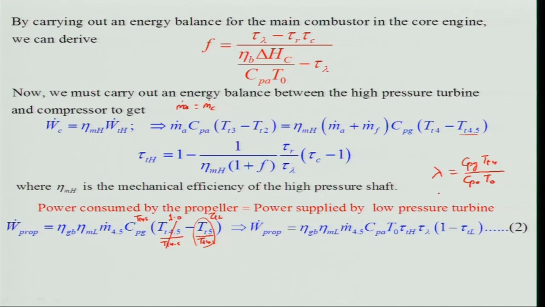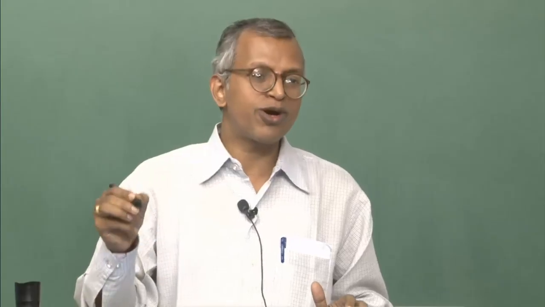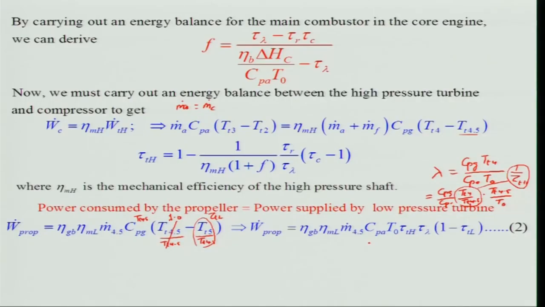And in place of TT4, let me do a little bit and then leave it: TT4 by TT4.5, TT4.5 divided by T0, and what is this one? This is nothing but your tau_TH. Is it tau_TH or 1 over tau_TH? That is 1 over tau_TH, yes or no? By definition, TT4.5 divided by TT4 is tau_TH, right? So therefore it will be 1 over tau_TH, and you will get these values. I will leave it here for you to look at.